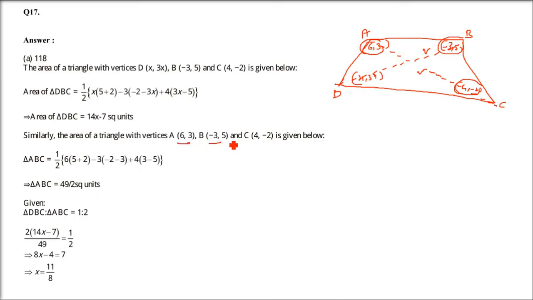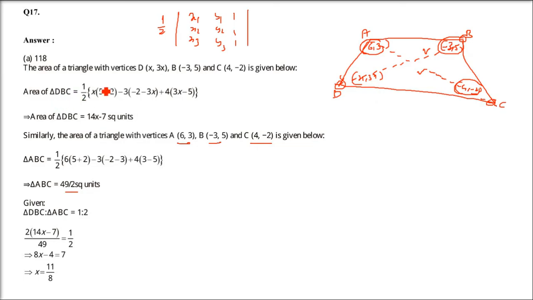So the first area is 14x minus 7. The second area is 49 by 2. Now these 2 areas I hope you'll be able to find out. If you have any problem in remembering this formula, just remember it like this: half, x1, x2, x3, y1, y2, y3 and 1, 1, 1. Now you have the ratio.